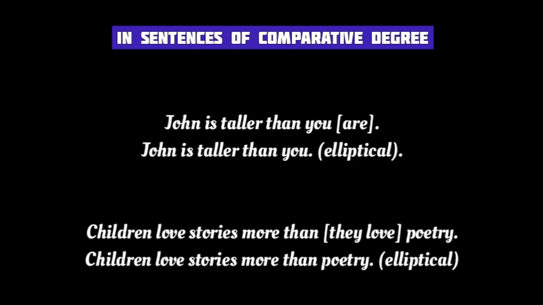Then we have the full sentence, "Children love stories more than they love poetry." In this sentence, the verb love has been used in both the clauses. This repetition is unnecessary and clumsy. So in elliptical construction, the sentence becomes concise or shorter as the verb love is removed from the second clause without changing the meaning. "Children love stories more than poetry."